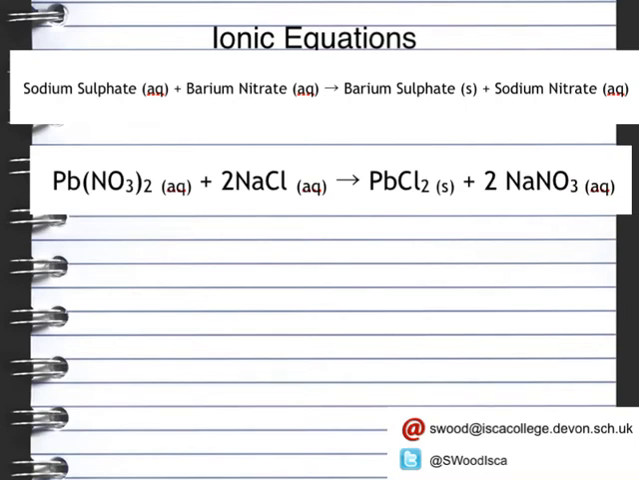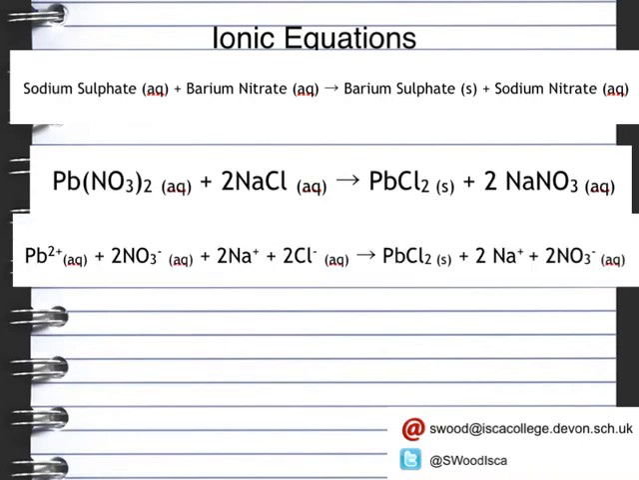Now I'm going to show you the same reaction but a slightly different version of this. This is what we call an ionic equation. Here we've got the lead ion, the nitrate ion, the sodium ion and the chloride ion. On this side we've got the solid lead chloride and the sodium ion and the nitrate ions.